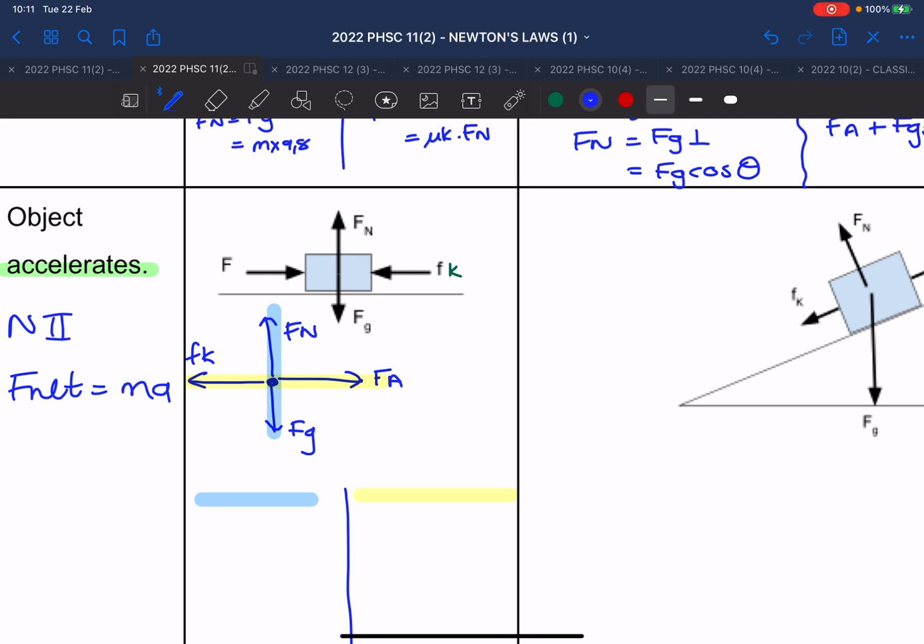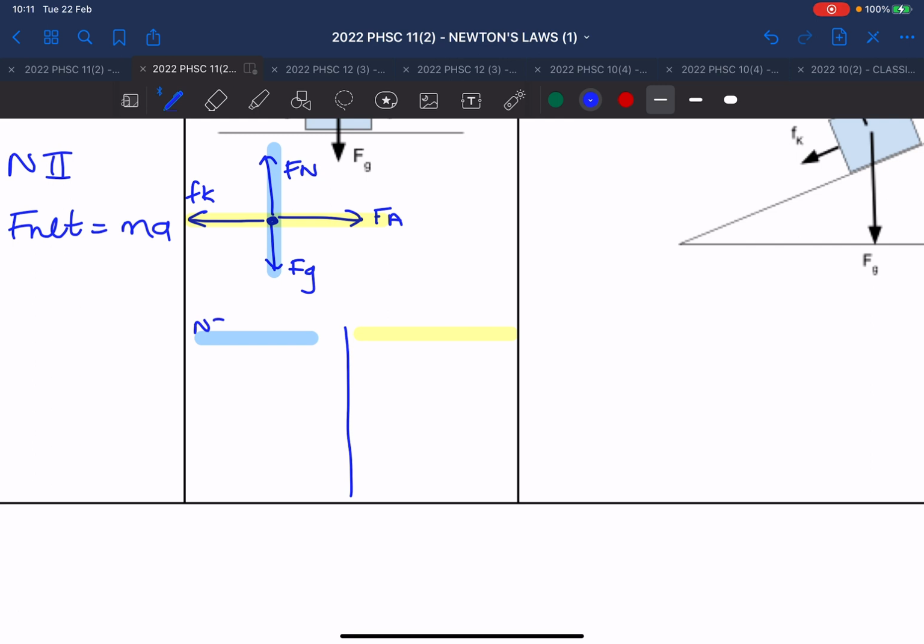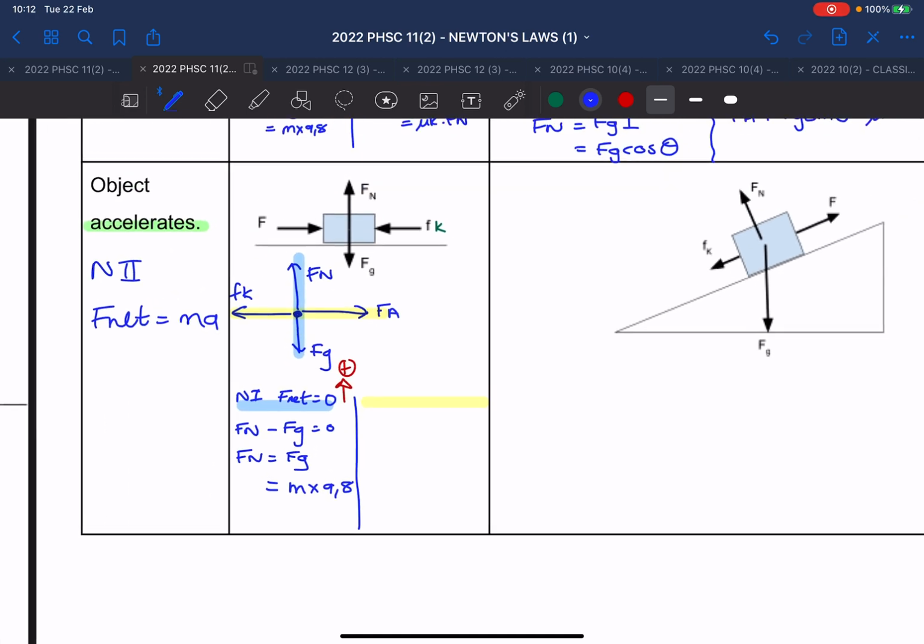No. So for the up and the down, we're going to look at Newton's first law, F net is equal to 0, because it's not moving up or down in the vertical. Let's say we choose up to be positive. Then we have Fn minus Fg is equal to 0. So you get Fn is equal to Fg. And how do we calculate that? M times 9.8. Liako, will Fn always be equal to Fg? No, it will not always be equal to Fg.